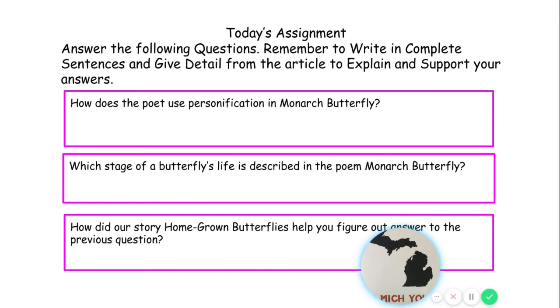The first one is, how does the poet use personification in The Monarch Butterfly that we just read? And in which stage of a butterfly's life is described in the poem, The Monarch Butterfly? Okay, that's some clues there. And then the last one, how did our story, Homegrown Butterflies, help you figure out the answer of the previous question about the stage of the butterfly's life in Monarch Butterfly?